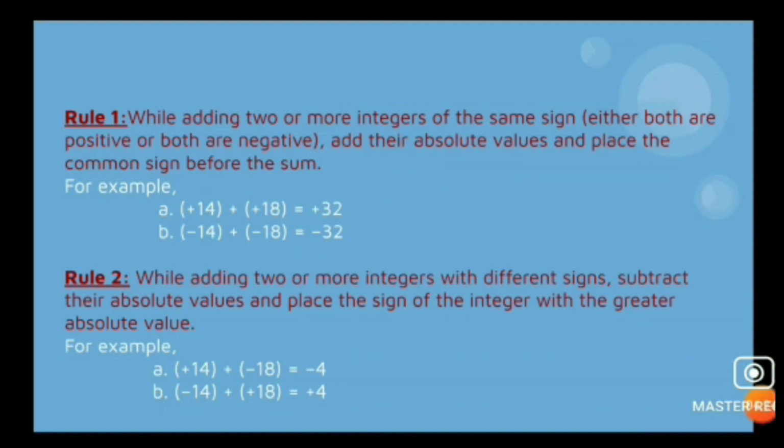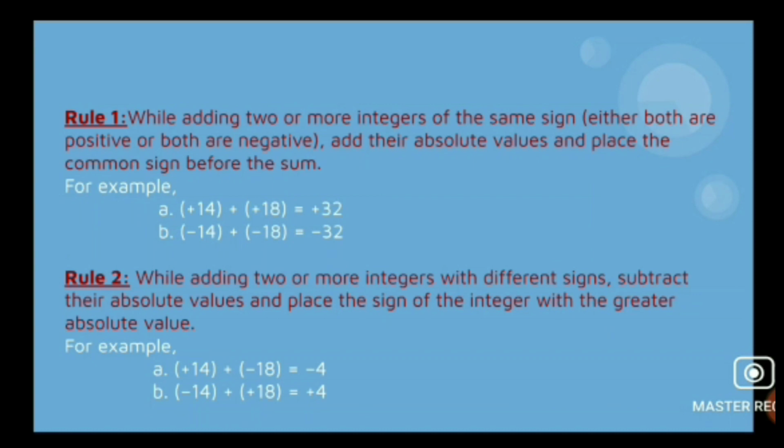Let us see those rules elaborately. Rule 1. While adding two or more integers of the same sign, either both positive or both negative, add their absolute values and place the common sign before the sum. Plus 14 plus 18. So you have to add and put the same sign, that is plus. Next, minus 14 plus minus 18. Here we have the same sign, so you have to add, and the sum is 32. Before that we have to put the negative sign, that is minus 32.